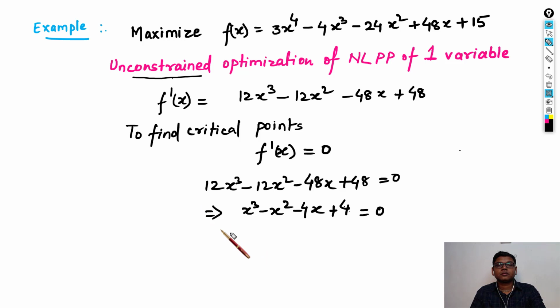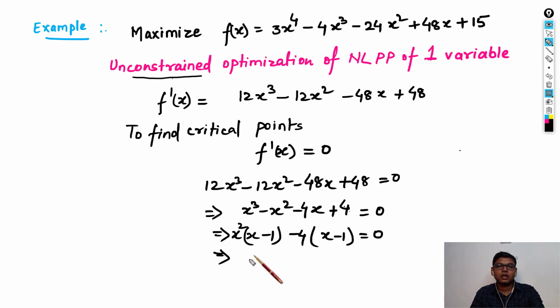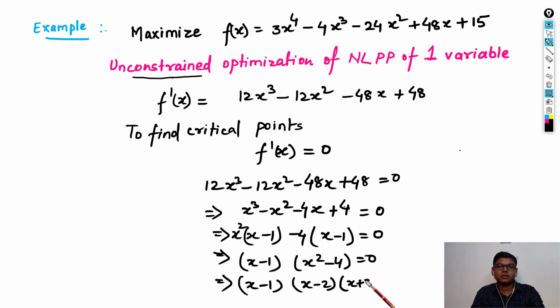Now you can see x minus 1 is common here also. So I will take out x minus 1 common from here, so it will remain x square, and here minus 4 is taken out, and it will also remain x minus 1. This is equal to 0. Now x minus 1 is taken out, it is remaining x square minus 4 is equal to 0, and this will give you x minus 1, x minus 2 and x plus 2. If you break this, you will get this.